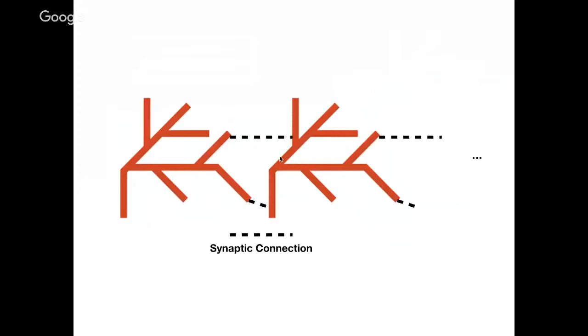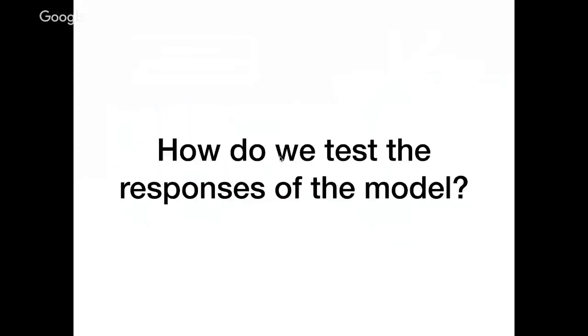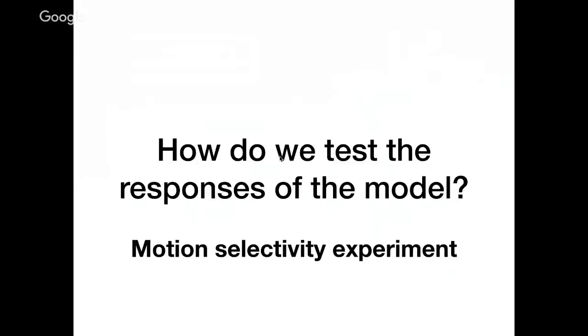So this is great, but now another question is how do we test the responses of the model? Now we have this whole model that we have for one section of the fly brain. What can we do with the model? What is one test that we can use to just see how the model fly responds to these input stimuli? So what we decided to do is use a motion selectivity experiment.